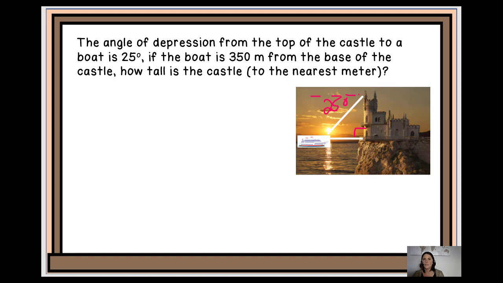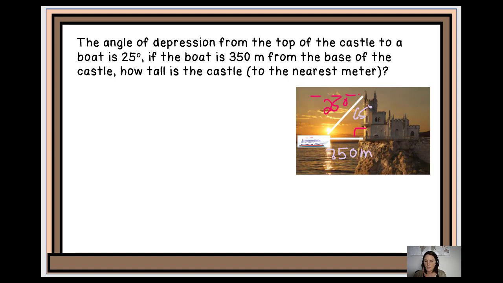So that's a 90-degree angle up top there in total. So 90 subtract 25 degrees will give us what's left in the triangle. So go ahead and make that calculation. Okay, so you should have the measure of 65 degrees inside your triangle. Okay, so the other piece of information that we're going to add to the diagram is that the boat is 350 meters from the base of the castle. So at the bottom I can add in 350 meters.